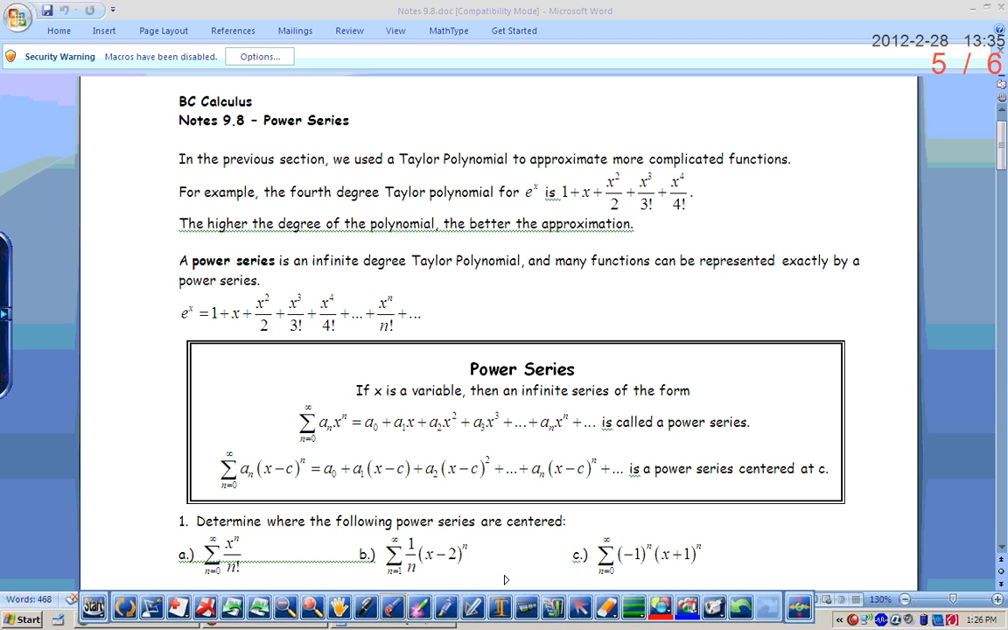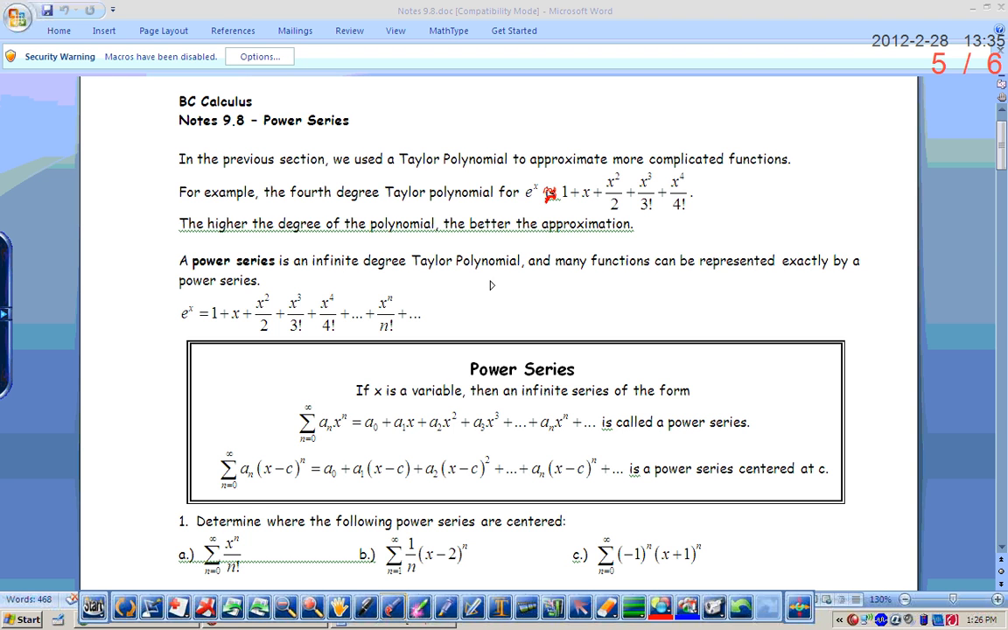In the last section, we used a Taylor polynomial to approximate more complicated functions. For example, the 4th degree Taylor polynomial for e to the x is that polynomial right there. Now, remember that that's an approximation. So we would have to use the little squiggly marks to say e to the x is approximately equal to that. And the higher the degree of the polynomial, the better the approximation is.